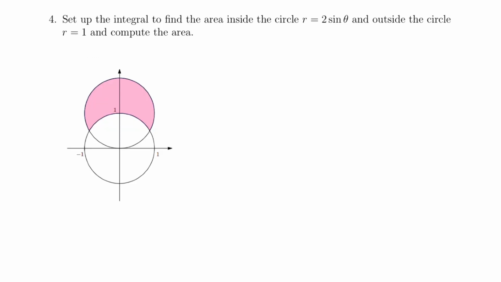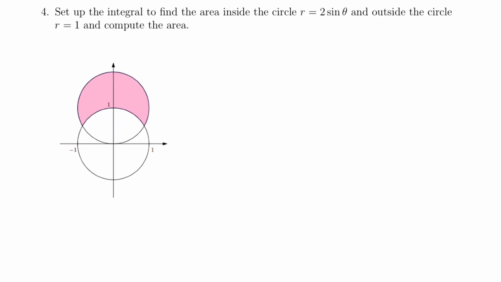Set up the integral to find the area inside the circle R equals 2 sine theta and outside the circle R equals 1. Your first job is to label the outside, label the inside, find the 2 intersection points that are right next to each other, and set up your integral. You do not need to evaluate.